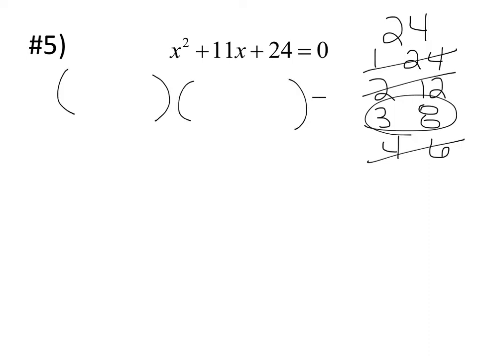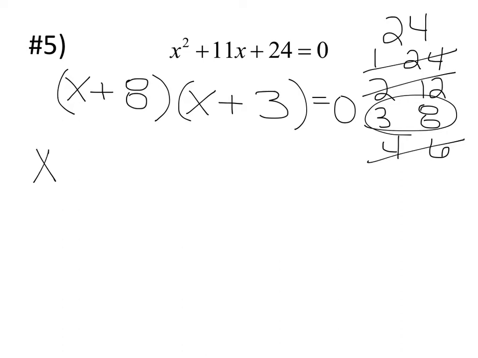Begin your construction. Don't forget your equals 0. Each house gets an x. Always keep your first sign. If your first sign is positive, you keep your second sign, and the larger number goes first. Look at each house, see if they have anything in common. They don't, so I can just go ahead and set each one equal to 0.